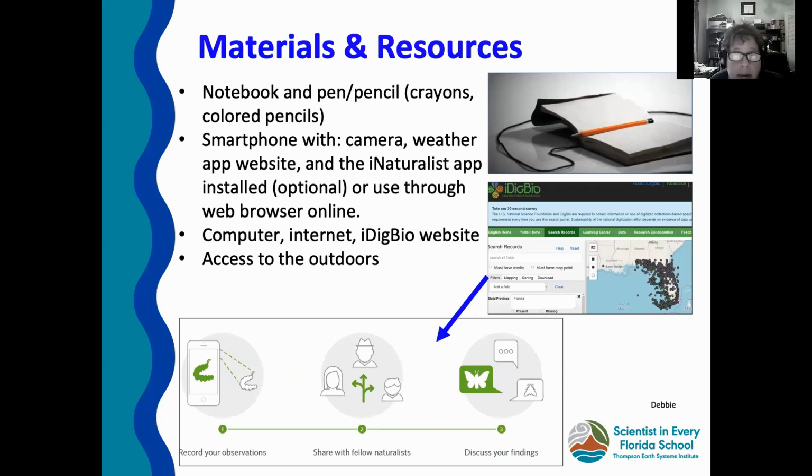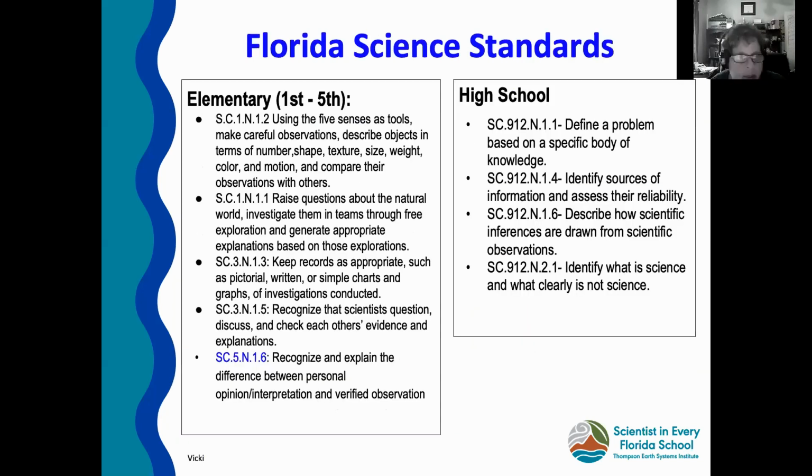Materials and resources. In the elementary, it's basically a notebook and a pen or pencil and the outdoors. High school, we got more into smartphones with weather apps, the iNaturalist app, and when you go back in the room, you have the computer, the internet, and the iDigBio website. And we have the different websites and visuals on there for you guys. Next slide and next presenter.